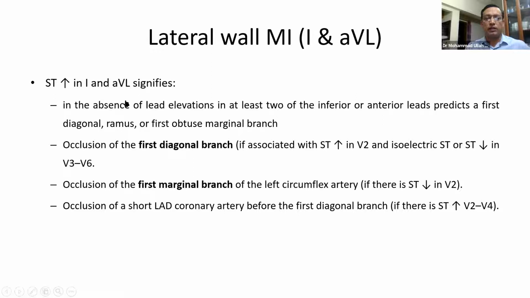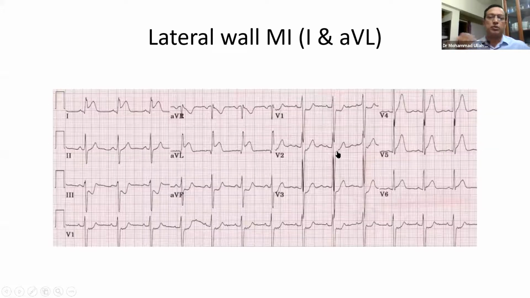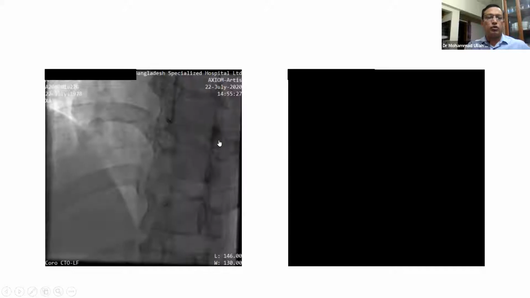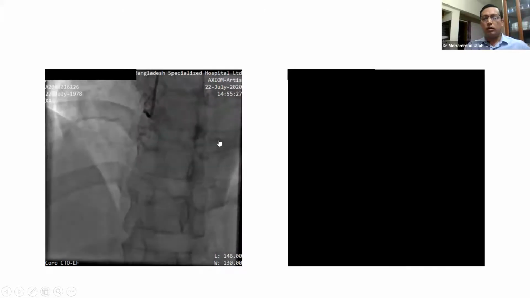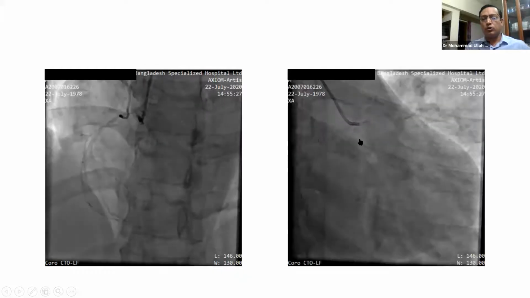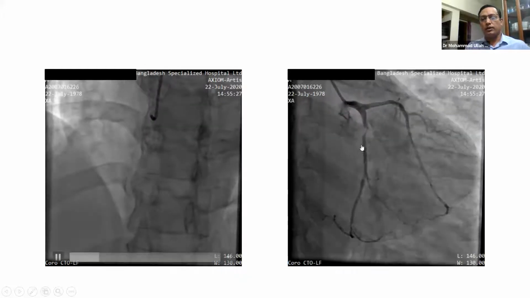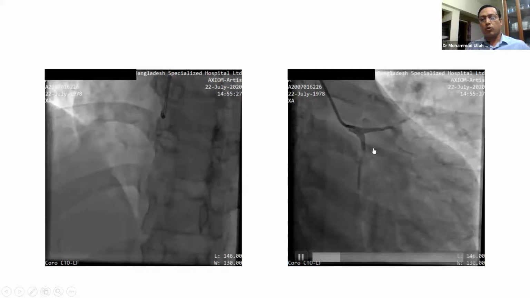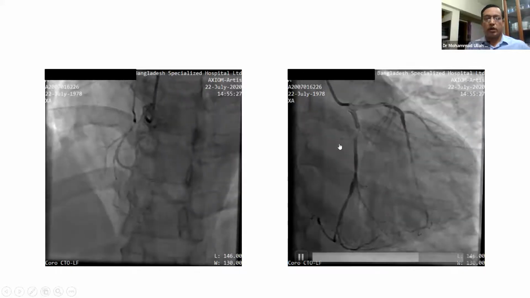This patient has got ST elevation in 1 and AVL. That means this patient has got a lateral wall MI. If you look at V2, it is not elevated, at least maybe depressed. So the lesion is at OM1 in the LCX artery. If you go for the angiogram of this patient, the right coronary artery is normal. The left coronary artery shows a significant lesion at the level of the OM1 branch.